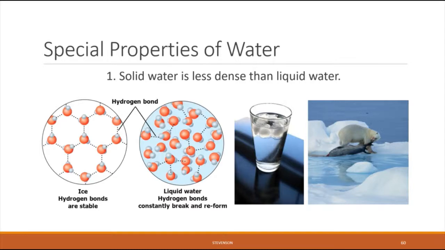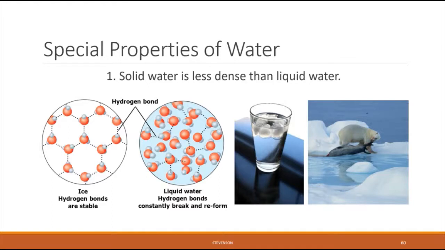What would happen if solid water was more dense than liquid water? What would happen if the opposite was true and your ice sank to the bottom of your cup instead of floating on top? Well, what would happen is the top layer of a body of water would freeze, and then it would sink to the bottom. Then the process would repeat. The top layer would freeze and sink to the bottom. And as this happened over and over again, entire bodies of water, such as lakes or oceans, would freeze solid. And that's not what happens today, because solid water is less dense than liquid water.